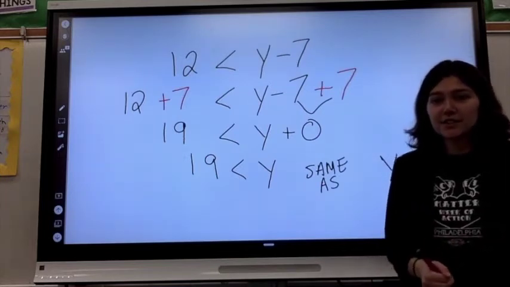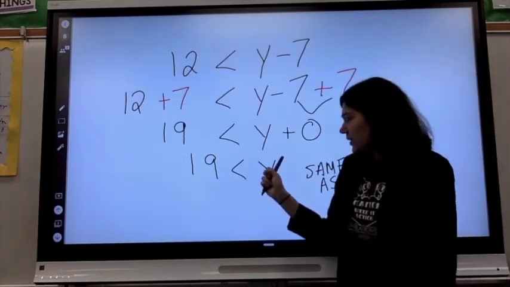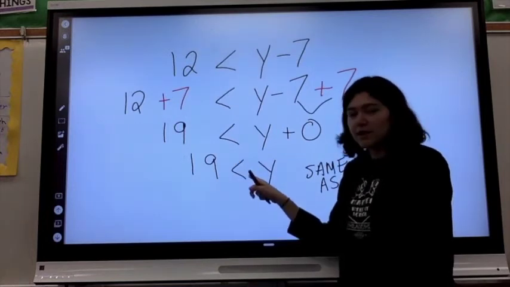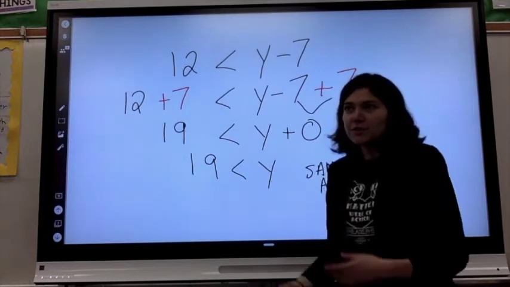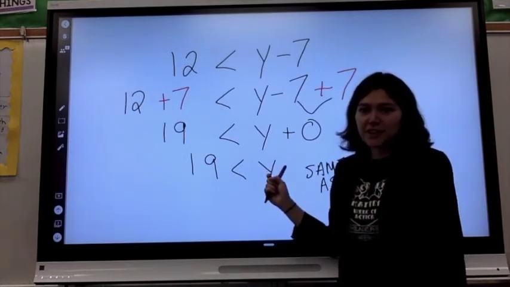The way I turn that around is I looked at my variable y and I said, okay, is the big part or the small part facing the y? The opening is facing y. So if I'm going to try to switch anything around, I have to make sure that's still true.